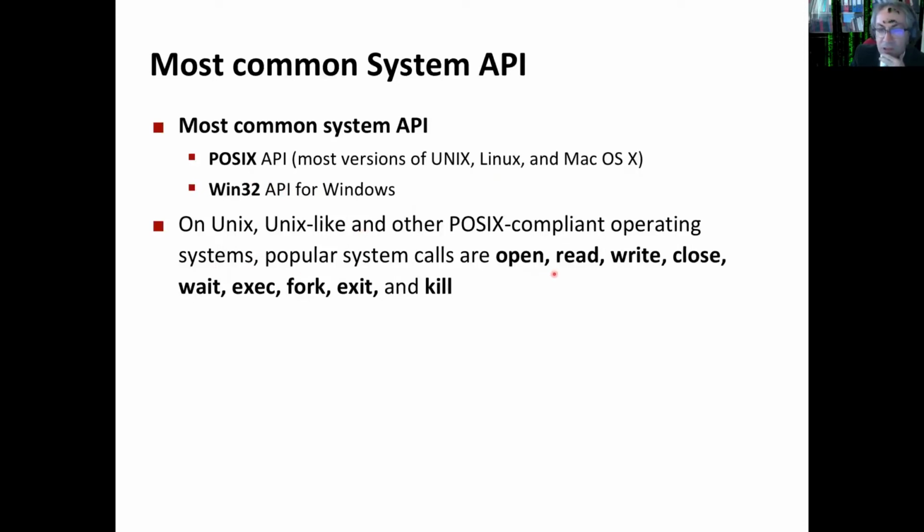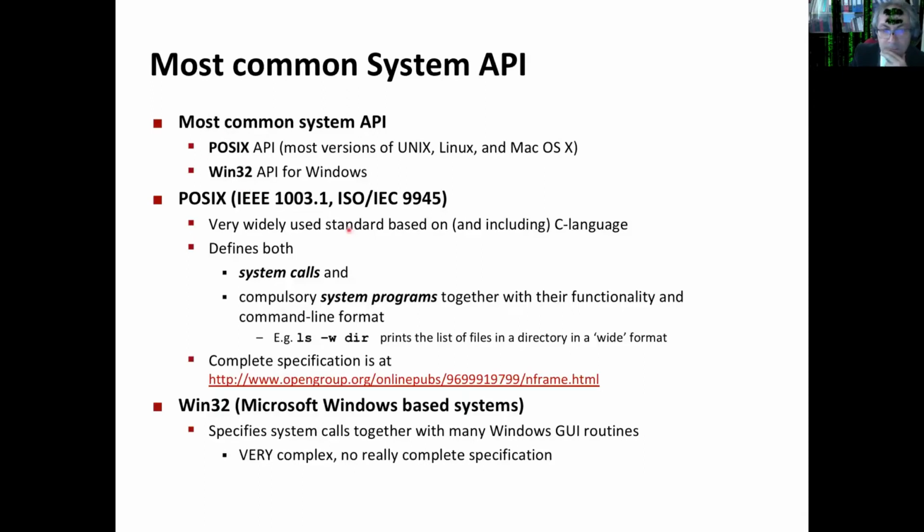What we will be using in this course is the POSIX compliant system calls like open, read, write, close, wait, exec, fork, exit, and kill. Similar versions also appear in the Windows API, except that they have slightly different names, but the concepts apply pretty well. POSIX is an IEEE standard based on the C language, and it defines a set of system calls as well as some system programs.